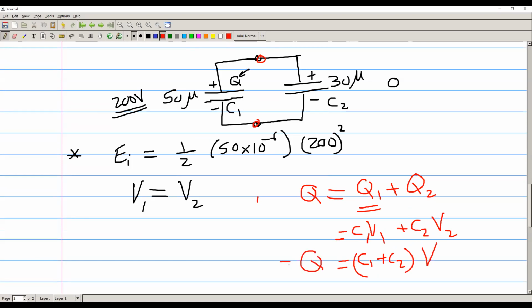And the initial charge here will be equal to what? What's the initial charge? From here, C equivalent multiplied by V. The initial charge will be C, which is 50 microfarads, times V, which is the initial 200. So this is the initial charge that you started with, and you can compute that.